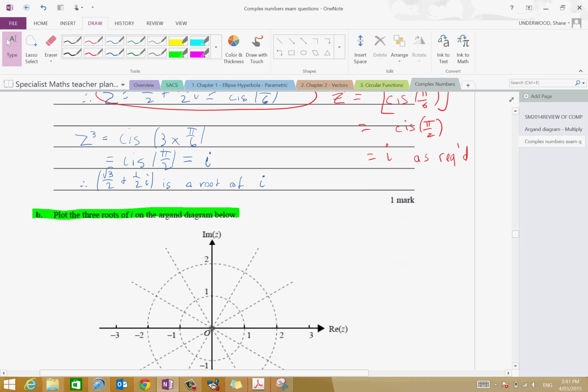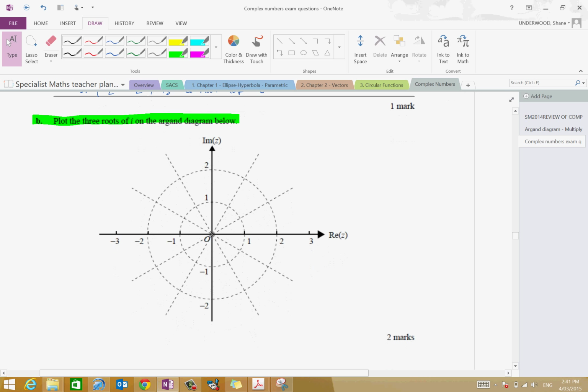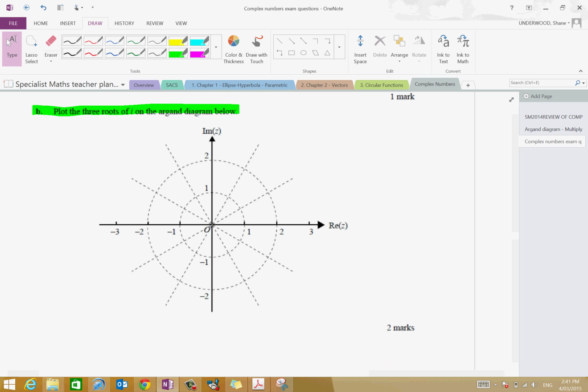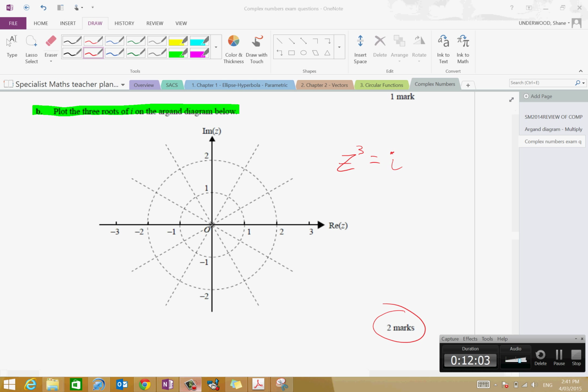Now it's saying plot the 3 roots of I on the Argand diagram. Now, what is plot the 3 roots of I? Didn't we have Z cubed is equal to I? So now that's worth 2 marks. I'm going to pause this video and get you to have a go at doing that. Remember, what do the 3 roots have to be? Equally spaced. Have we found one of the roots? Yes, we have.